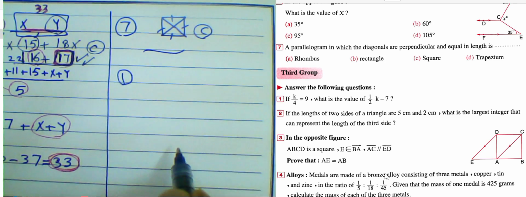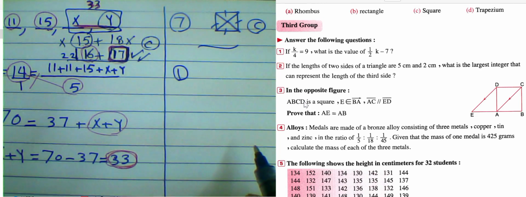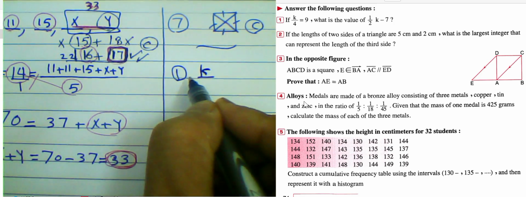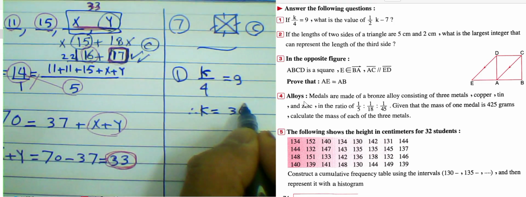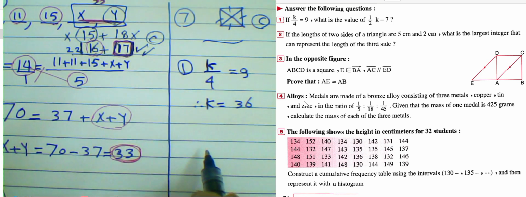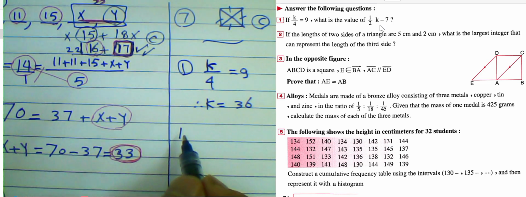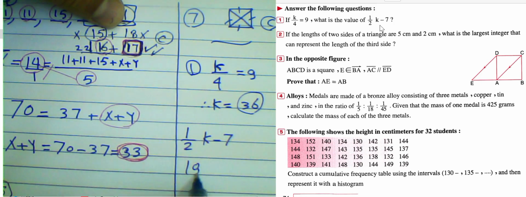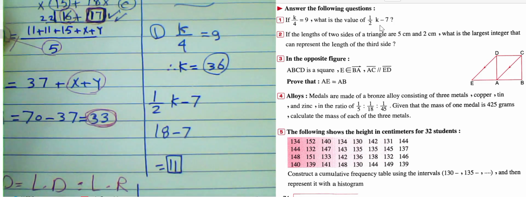Third question, number 1. If k over 4 equals 9, then the value of half k minus 7 equals what? Okay, we have k over 4 equals 9, then the value of k equals 4 times 9 equals 36. K here equals 36. Then you can find the value of this expression. We have half k minus 7. Half of 36 will be 18. Minus 7 will be 11. Then the result here will be 11 for question number 1.